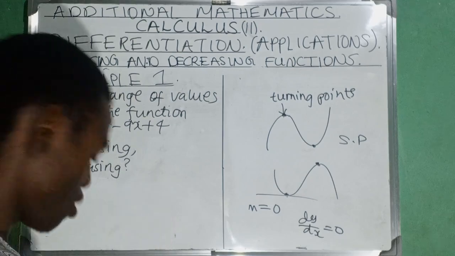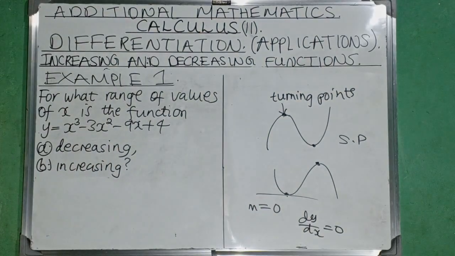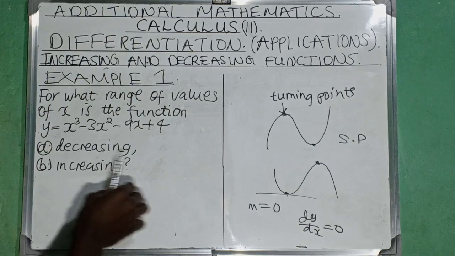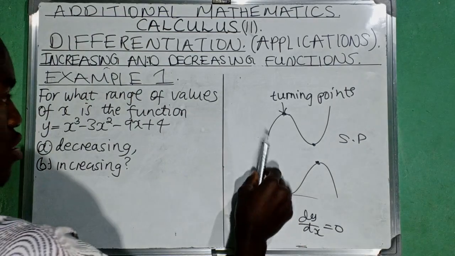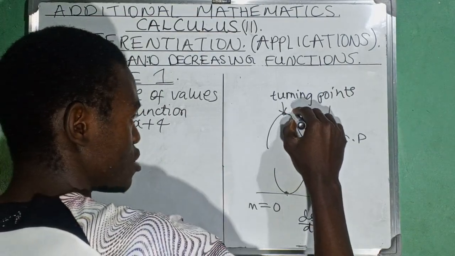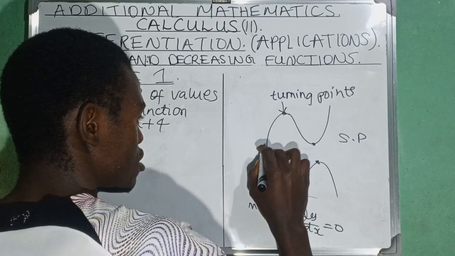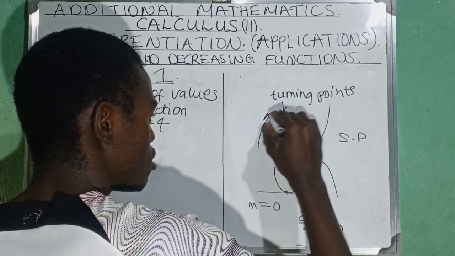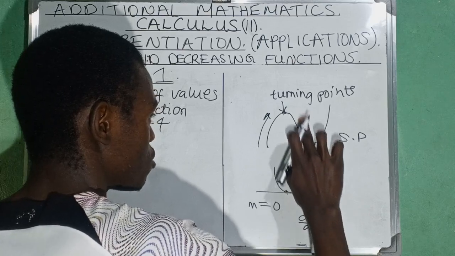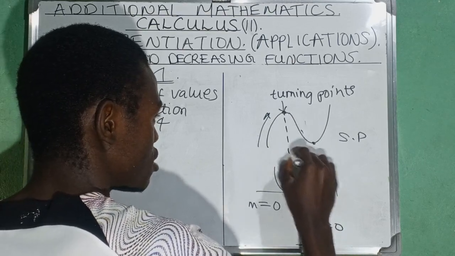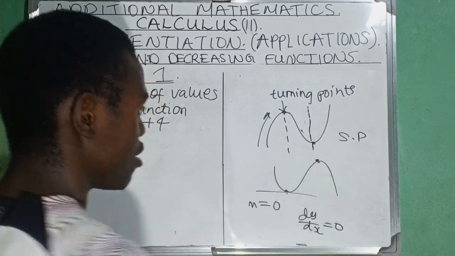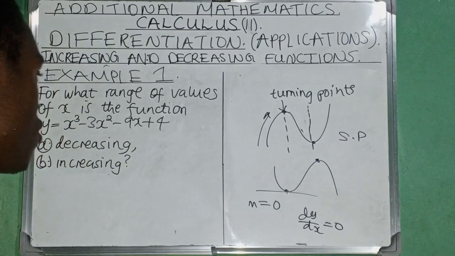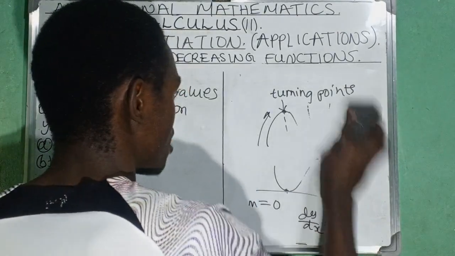For example, here, they want us to find the range of values of x. For what range of values is it decreasing? So if the curve will be like this, here it is increasing, here it is increasing, then here it's decreasing. So for decreasing, it will be between this point and that point. As you can see, it is between stationary points. That is what we are going to use in this video. So let's do just that.